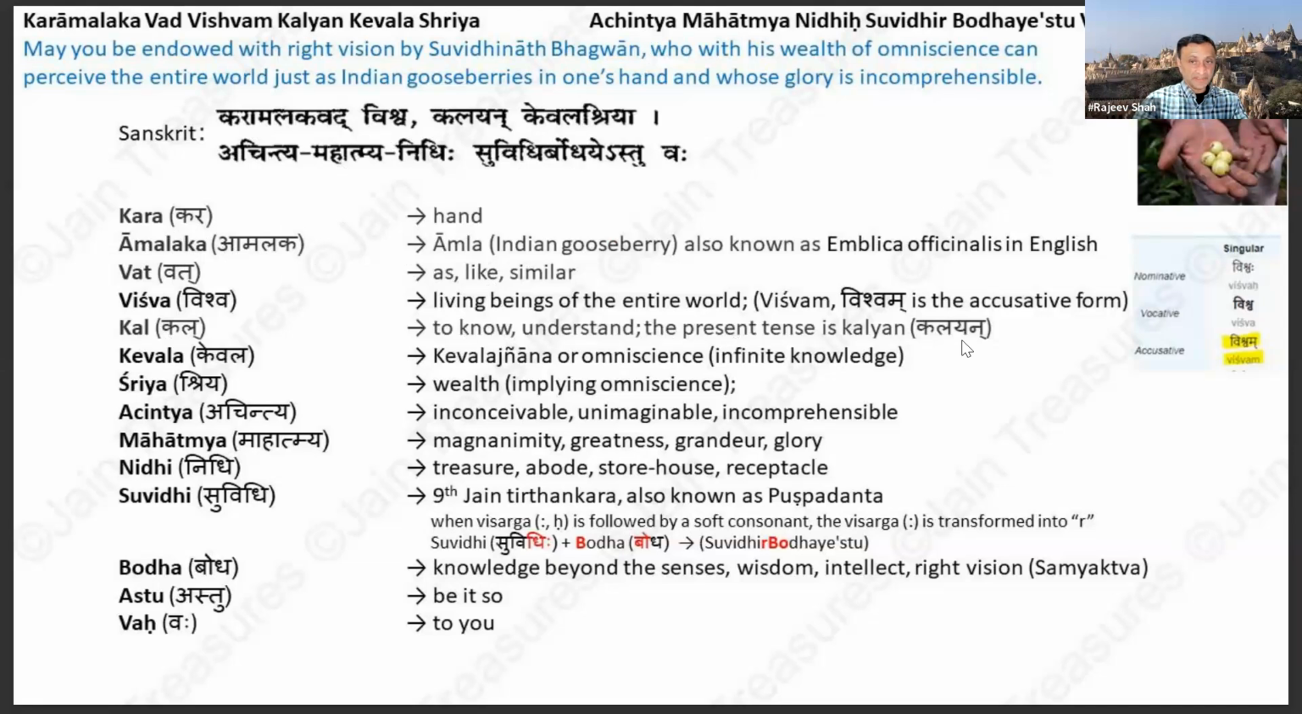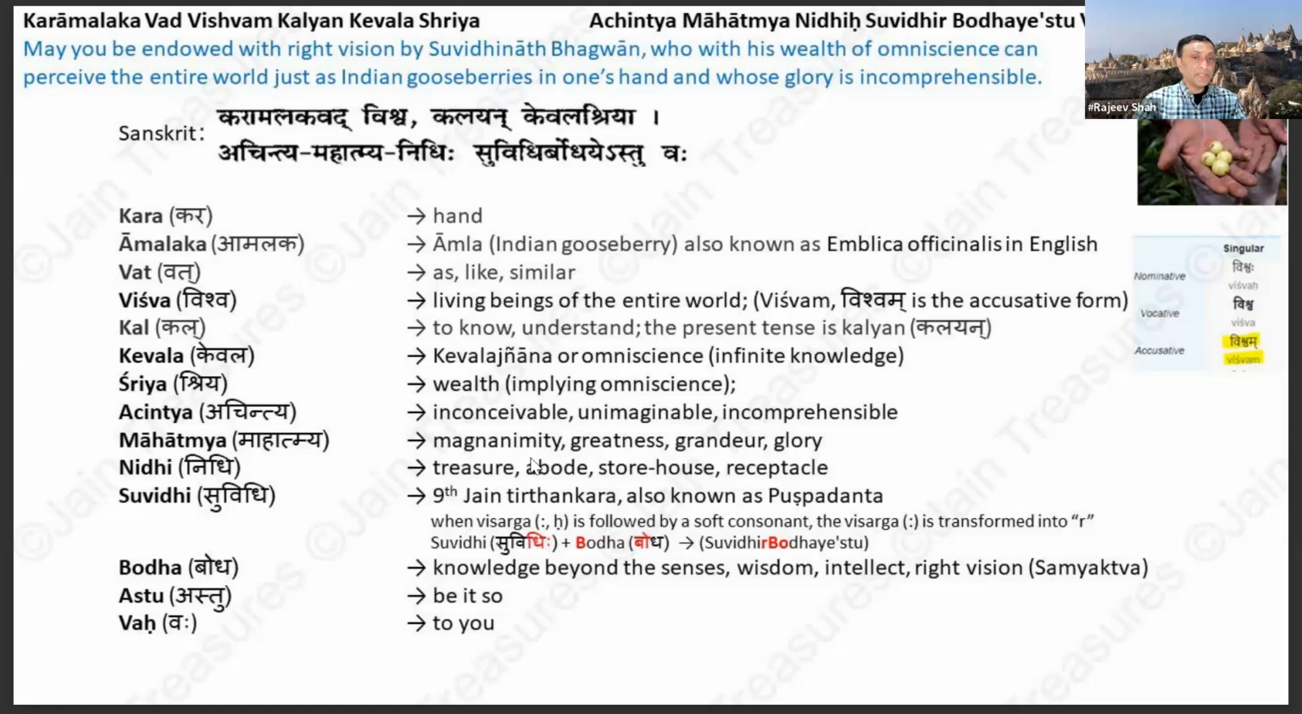The present tense is Kalyan. Keval means Keval Gnan or omniscience, infinite knowledge. Again, Shriya means wealth. And in this case, we'll see that it implies not spiritual wealth, but omniscience. Achintya. Now, chintan, which means to think. So, achintya means inconceivable, unimaginable. So, for example, if someone was poor and then overnight won the lottery, you will say it's unimaginable. Yesterday, this person was staying in a hut, and now they've won the lottery. So it's kind of incomprehensible how the fortune can just change overnight. So that's, you just can't conceive it.